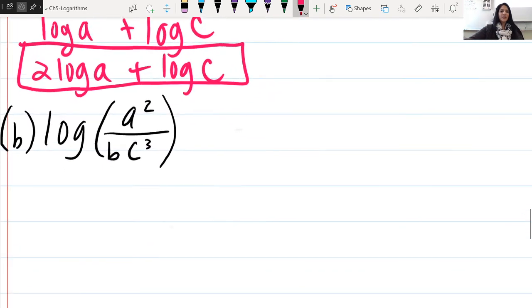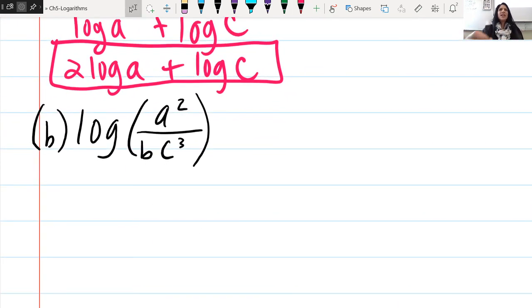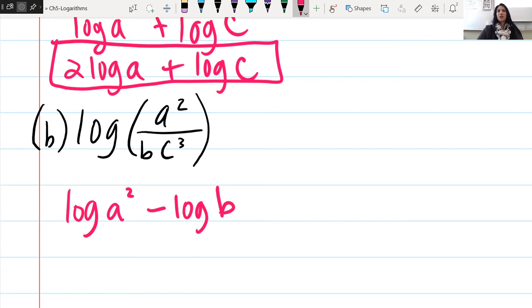Okay, let's take a look at the next one. So again, let's take the step-by-step approach. If we want to separate the stuff that's in the brackets here, how can I rewrite this as separate logarithms? Which one am I going to start with? Log a squared. And then what? Minus log b. Everybody good with that? Because b's at the bottom. We know it's the quotient rule. And if c cubed is also at the bottom, what do I do with that? Also subtract it. So minus log c cubed.